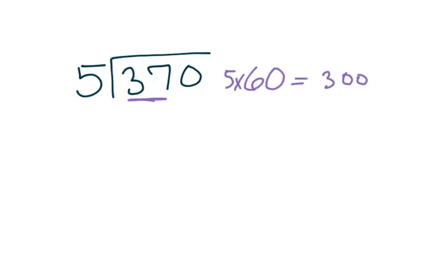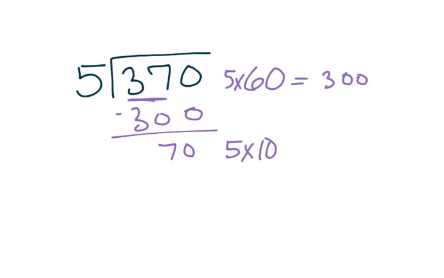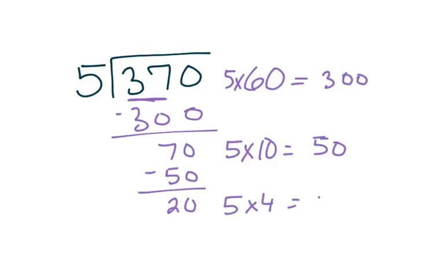So now I can subtract 300 from my 370, and now all I'm left with is 70. I'm going to multiply 5 times 10, and I have 50 there. Again, taking another big chunk out of my 70. And now all I have left is 20. 5 times 4 gives me 20. I'm going to subtract that 20, and I'm left with 0.